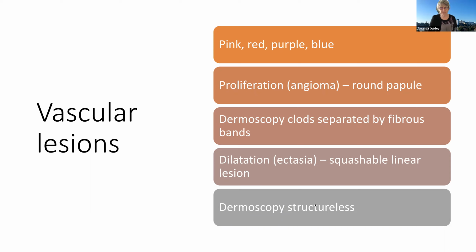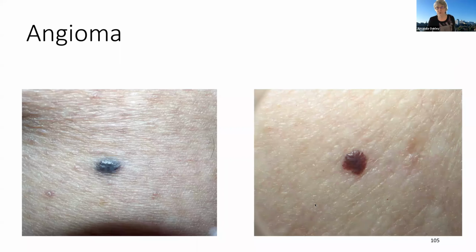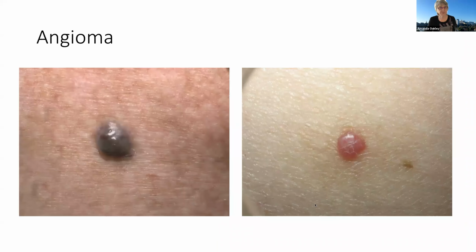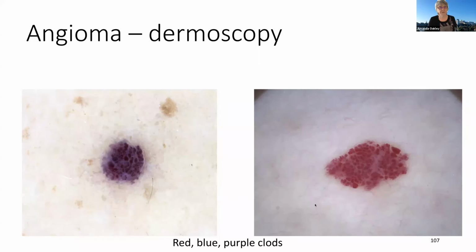Another common vascular lesion is when there's dilatation rather than proliferation. These vascular lesions are squashable. So we've got a bluish angioma on the left and a reddish one on the right, purple on the left and reddish on the right, with clods, purple clods on the left and bright red clods on the right. These are typical of vascular lesions.